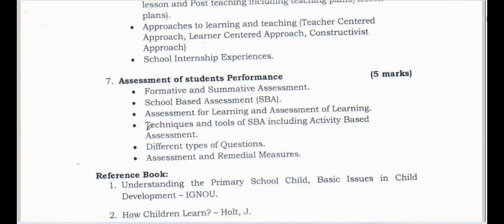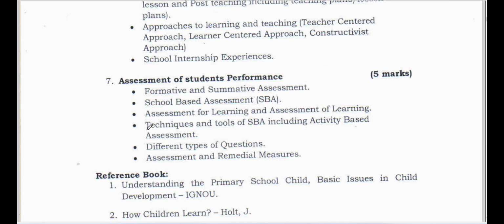Be it environmental studies, mathematics, science, social science, whatever the subject is, everywhere you will have two parts. One is the content related part, another is the CDP portion. Let me talk about environmental studies. In environmental studies you will have 30 marks, right? 10 to 15 you will have for CDP, and 10 to 15 you will have for environmental studies.